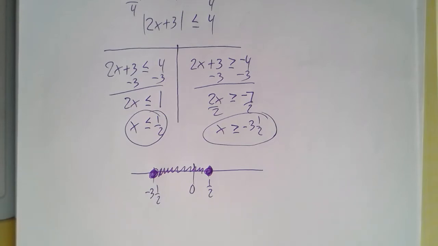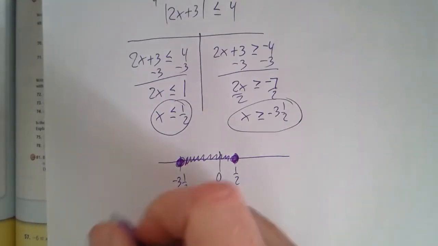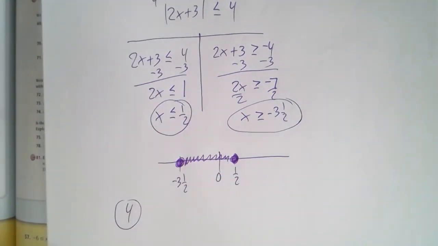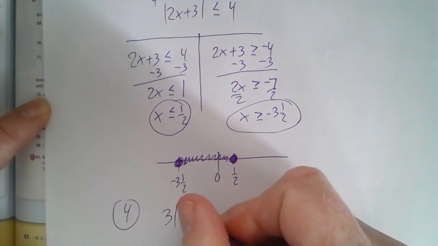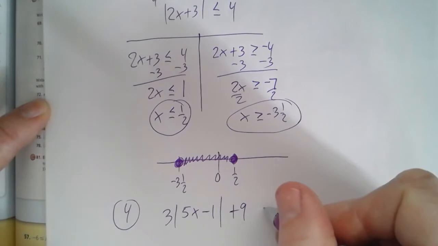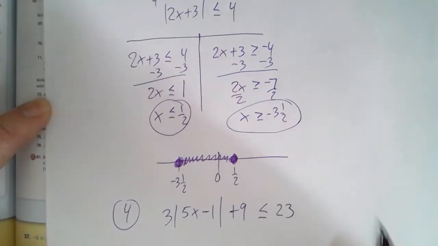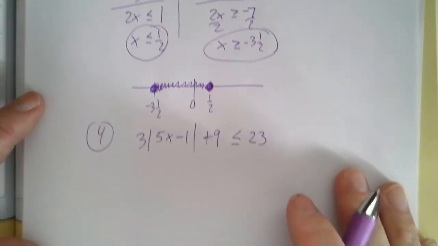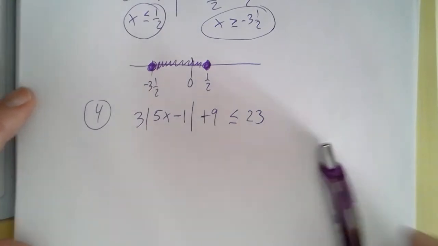Okay, now here's one that you can try. And number 4. Number 4 is going to be 3 times, we got 5x minus 1, absolute value plus 9, less than or equal to 23. All right. So this one works out pretty much like the last one. You try this one and see what you come up with.